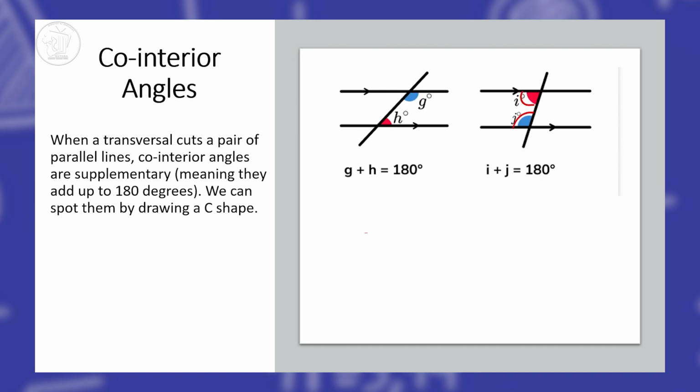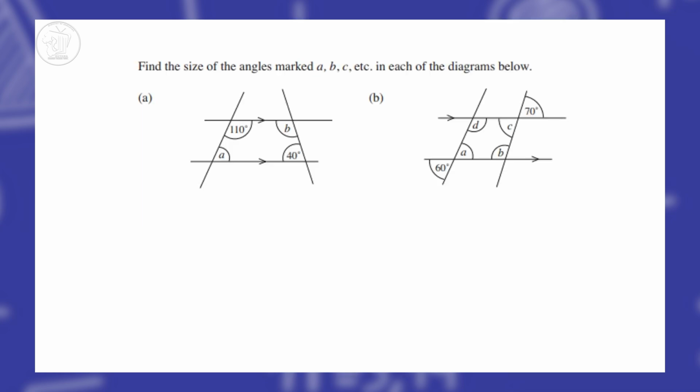So now let's put our knowledge to the test by answering these two questions. Find the size of the angles marked A, B, C, etc. in each of the diagrams below. So let's go through that. Let's look at A. First, we want to find the size of angle A.